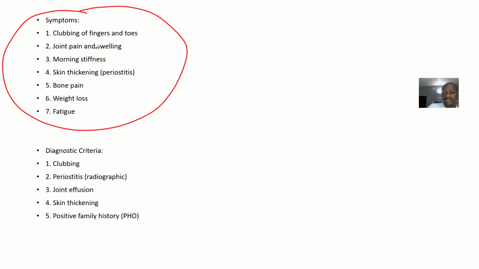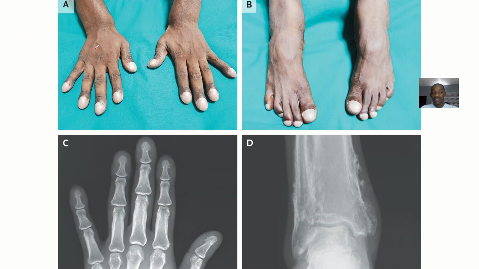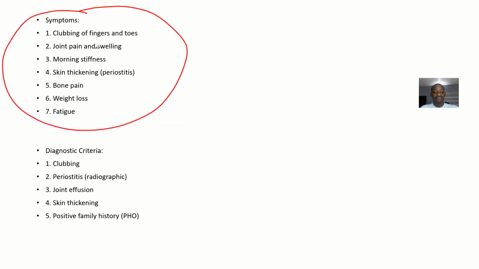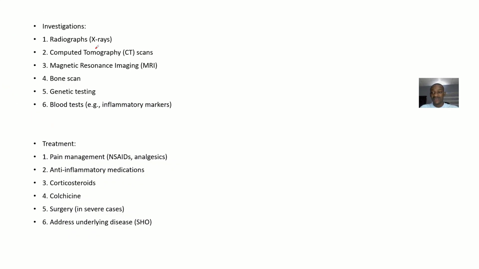So the diagnostic criteria: there'll be finger clubbing, periostitis, joint effusion, skin thickening, and a positive family history of the condition, right? Then looking at the investigations, you can do things like X-rays, CT scan, magnetic resonance imaging, bone scan, genetic testing, and blood tests, just to confirm, right?